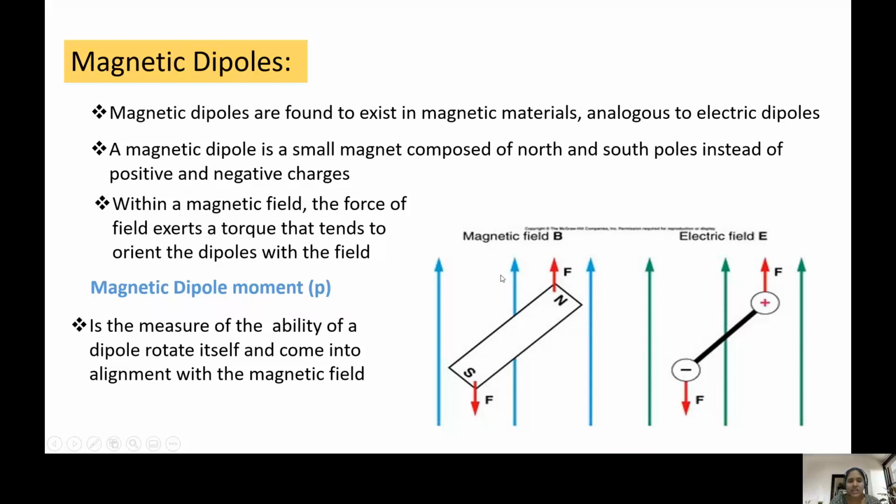So due to the force applied by the external field, this dipole will come into the direction of the external field. That ability of the dipole to rotate itself and come into alignment with the magnetic field is said to be the dipole moment, same as in the electric case. Here the electric field force is applied on a positive and negative charge and will try to align them into the direction of the field. Likewise, the force experienced by the dipole in the external magnetic field, which tends to align it with the field, is measured by the dipole moment.